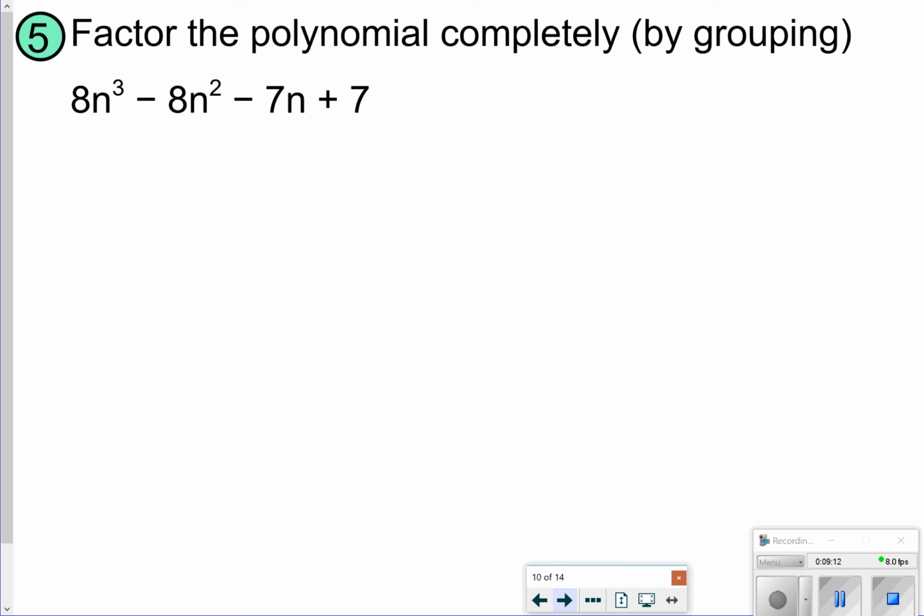Again, here's another one, making sure that you're factoring out correctly with your problems. Let's go ahead and pause here, try it, and then click play when you're ready to check.